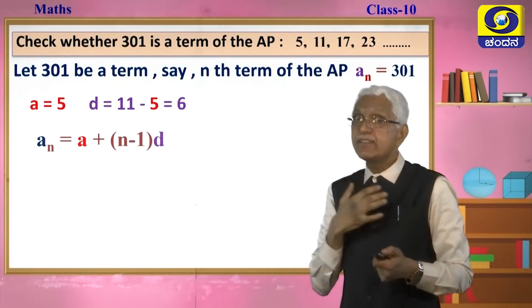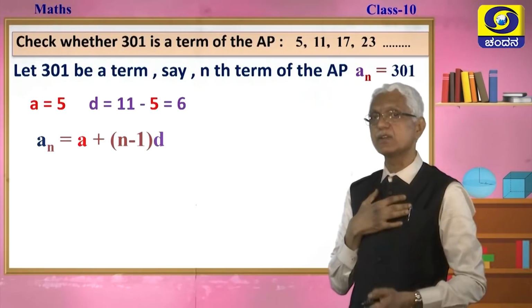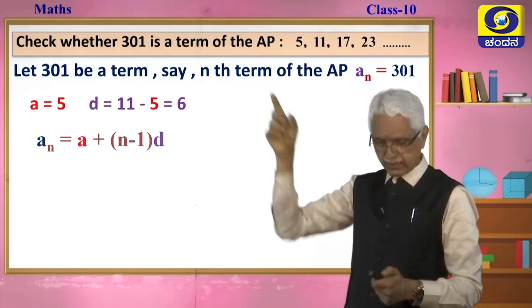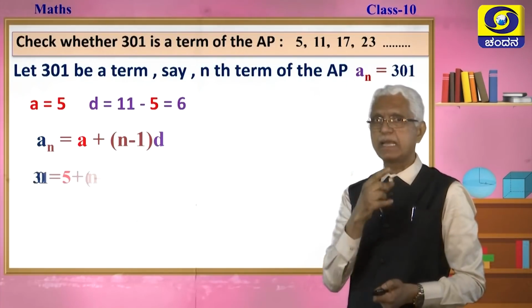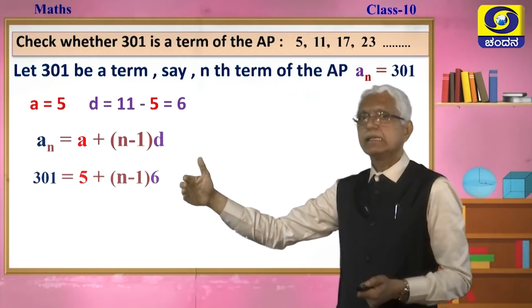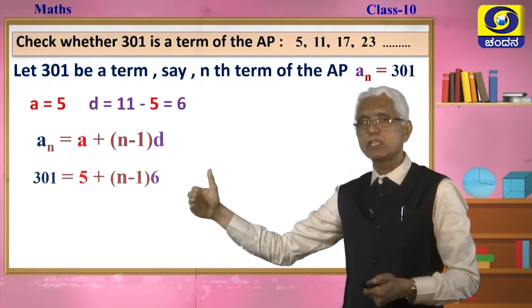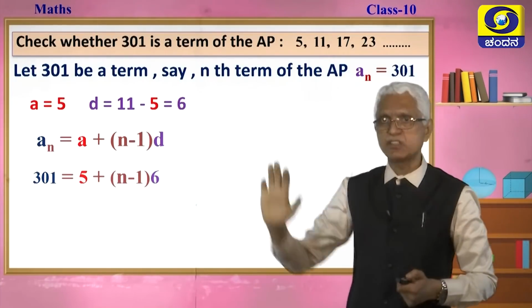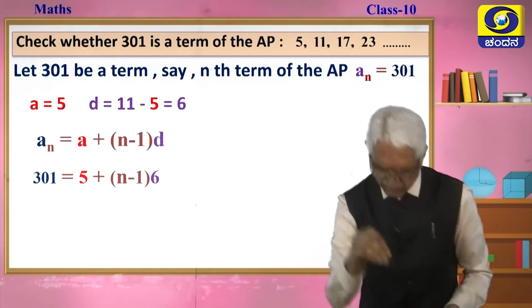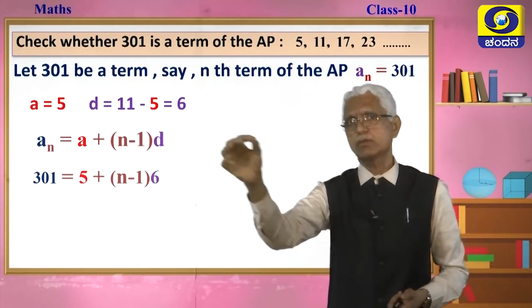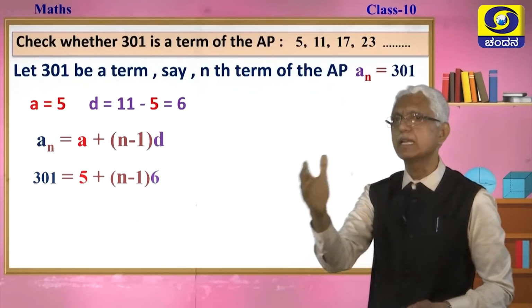Now, I will use the formula an is equal to a plus n minus 1 into d. I know the nth term, an. Please watch. In place of an, 301. In place of a, 5. And in place of d, I substitute 6. Any doubt in this? I assume 301 is there. So, I will start with the assumption 301 is there. So, 301 is equal to a plus n minus 1 into d, 5 plus n minus 1 into d.